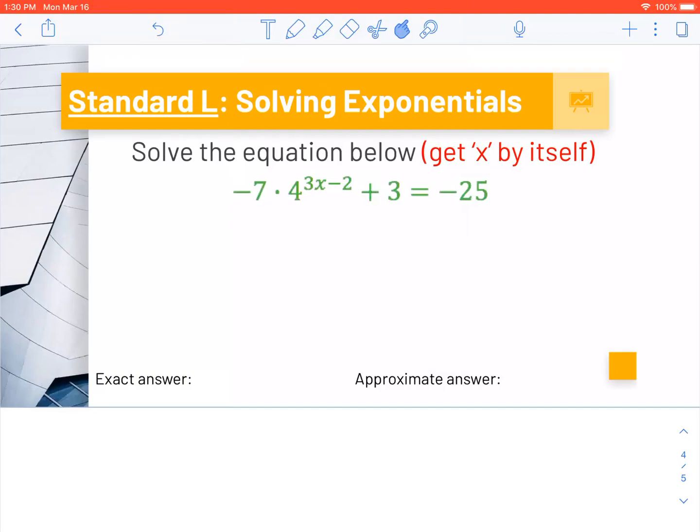All right, guys, back here again, looking at standard L, our last standard to wrap up Unit 5.